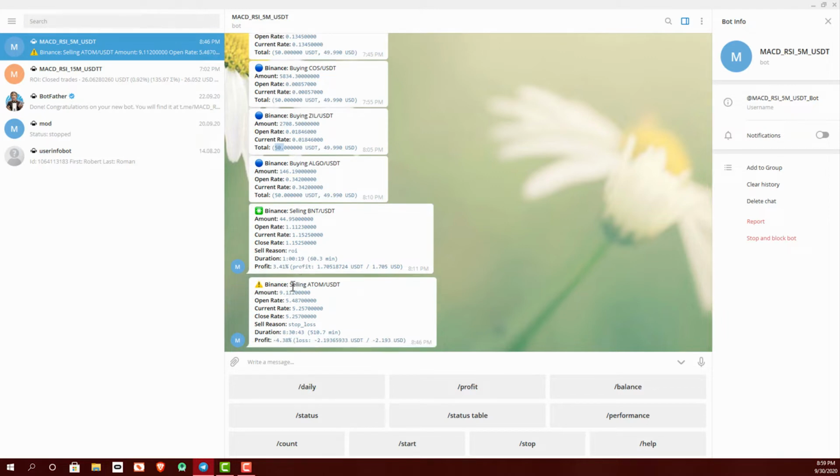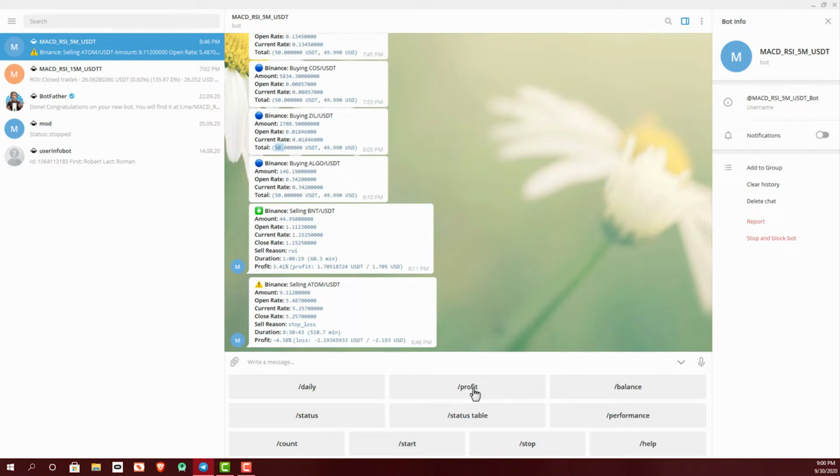And then here we have a sell. It hit our stop loss with a negative 4.38%, which is bad, but don't worry because that's all part of making money. I'm actually going to go ahead and click right here, /profit.